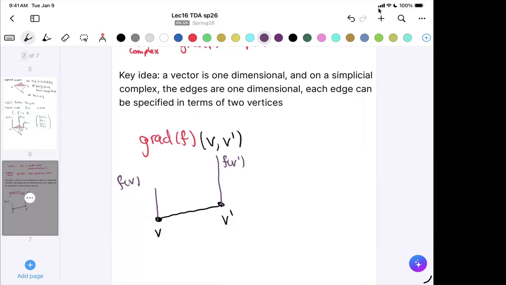But you can still think of a derivative as delta f over delta x, but the delta x part has no meaning, so you just keep the delta f part. It's a difference in the values of the function. That is the closest to a derivative that you could ask for if you have no good size of length on the complex. So you define the derivative to be just the comparison of the function at the endpoints. That is the best we can do. So it just gets defined as f of v prime minus f of v. That is the formula for what the gradient is at each edge, essentially.